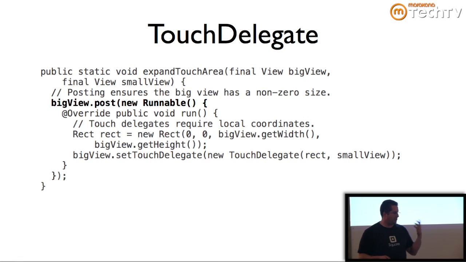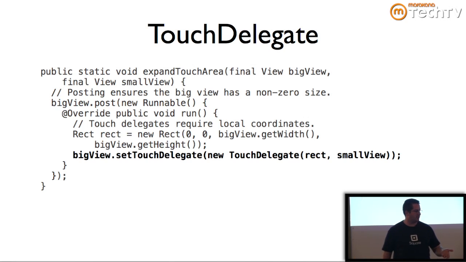So all I do is say bigView.post, new Runnable, and then bigView.setTouchDelegate, new TouchDelegate, and the TouchDelegate is built into the Android APIs, right? And you notice the first argument is a rectangle, so that's the bounds of the larger component. And then the second argument is the small component. So that expands the touch area, makes things easier to touch.